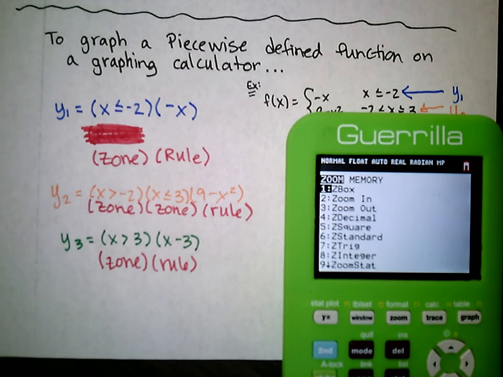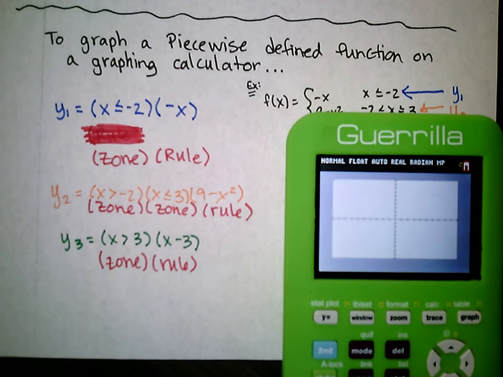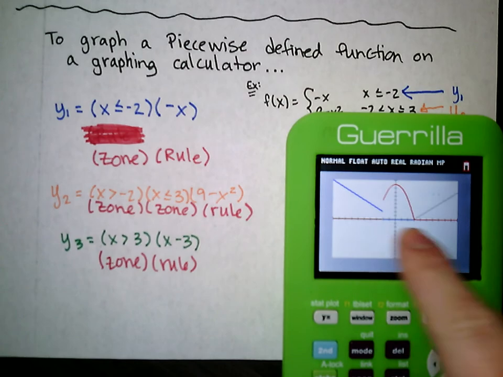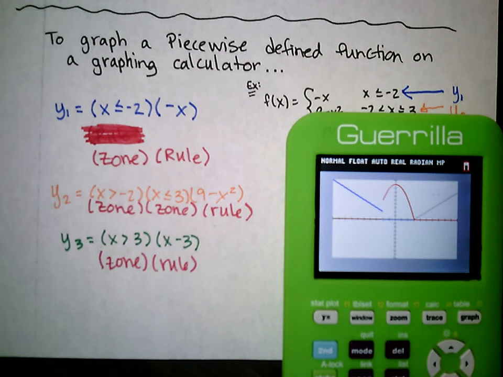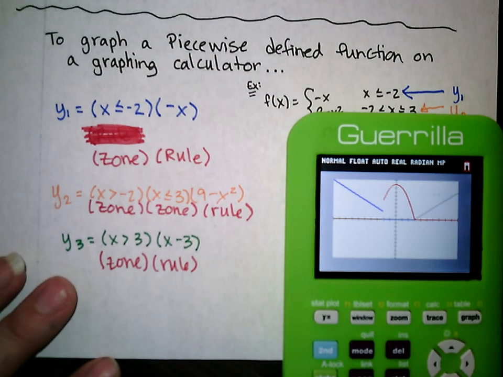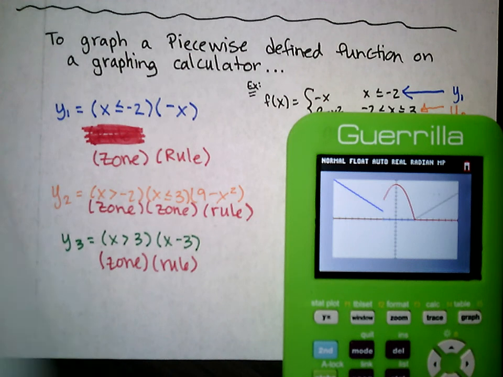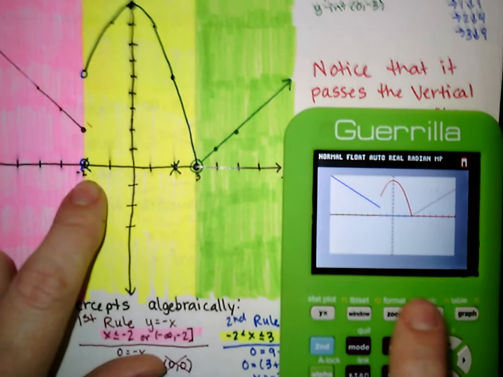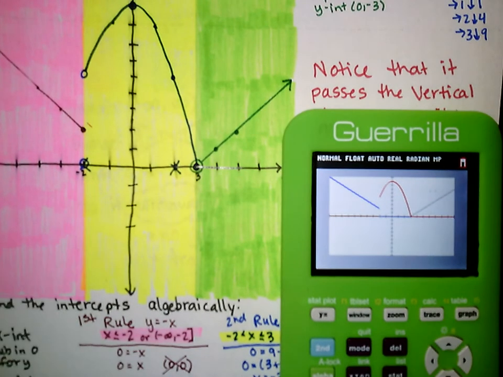So I'm going to do zoom standard. And I might want to do zoom square. Oh, we got a problem. I'm not sure why it's doing these graphs down here. I'll have to take a look at that in a moment. But here is the piecewise defined function. And it should look like our one that we drew by hand because it's the same function.